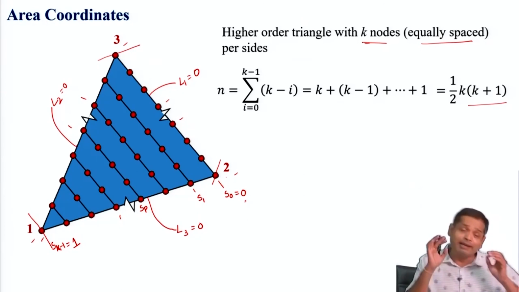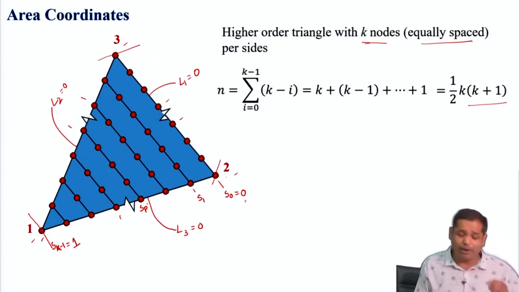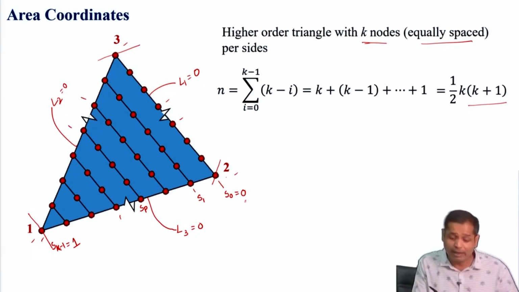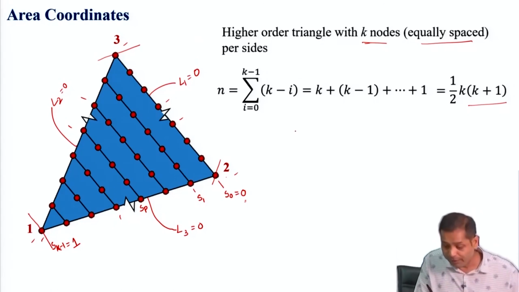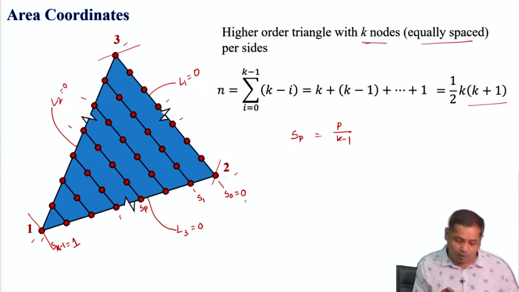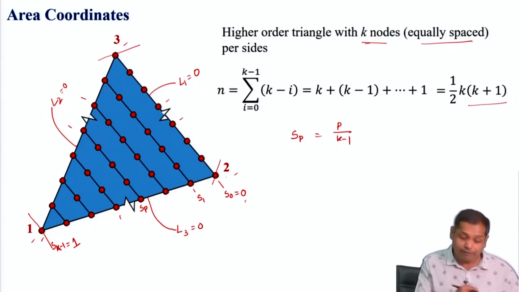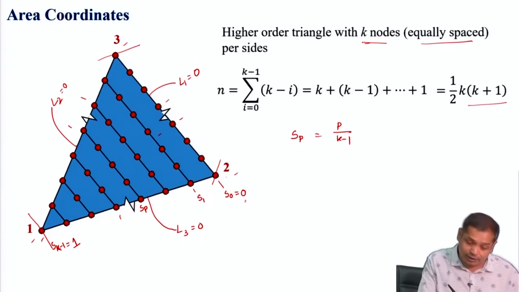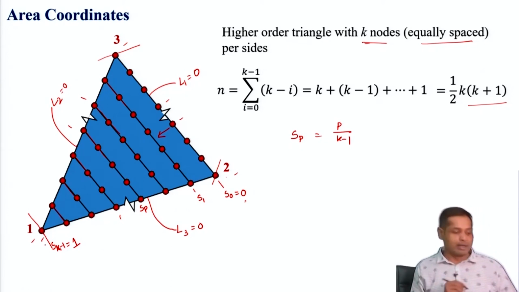Now for any arbitrary point along this edge, say the pth point along this edge whose coordinate is SP, we can write that this SP will be P divided by k minus 1, right? This we know. So we know the S coordinate of every point along the edge, along this direction. This is the direction we are moving. So we know all the points on this line. We know the S coordinate of all the points in this line, this line, and then finally this line.